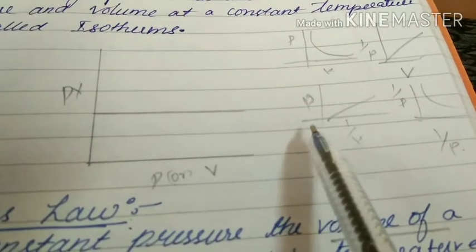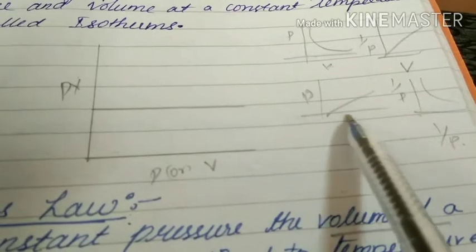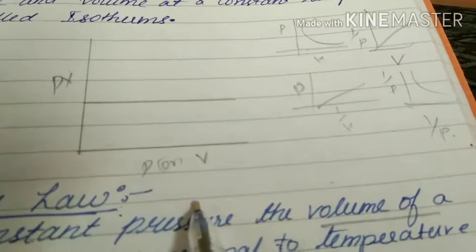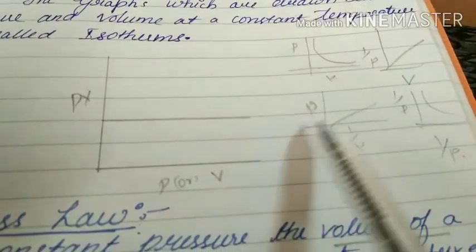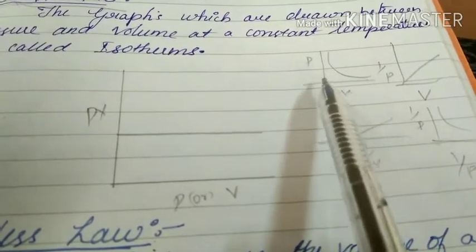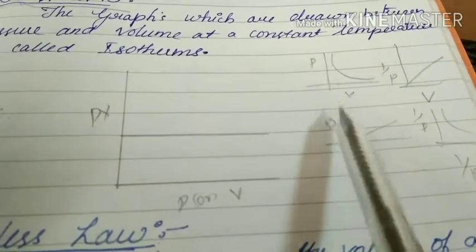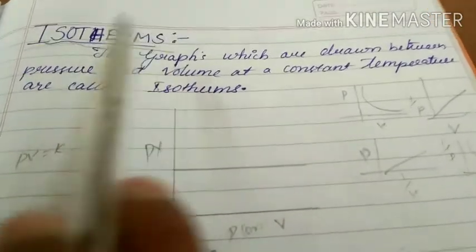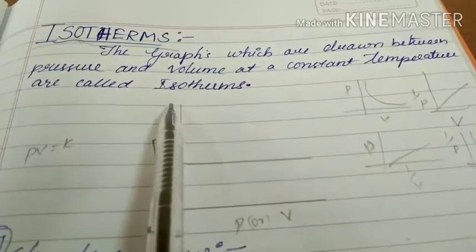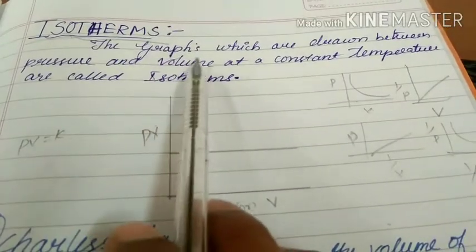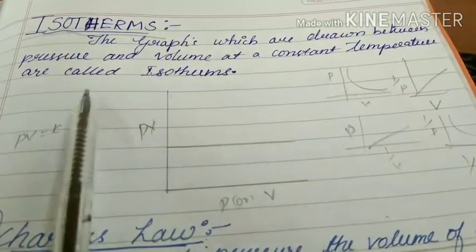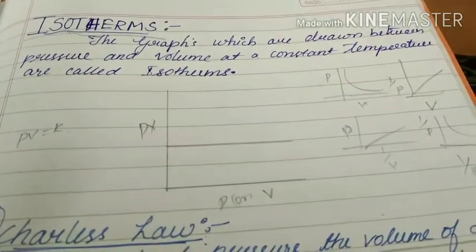If you draw the graph between P and 1 by V, then also you get a straight line. So these are the graphs. All these graphs are drawn at constant temperature, so these graphs are called isotherms. Iso means same, therm means temperature. So what is the definition? The graphs which are drawn between pressure and volume at constant temperature are called isotherms.